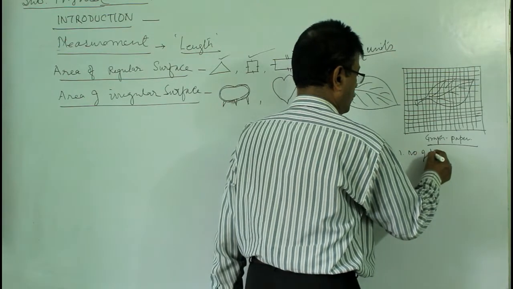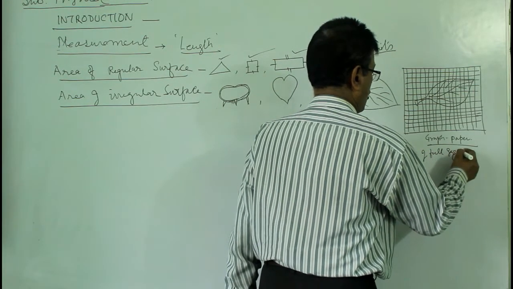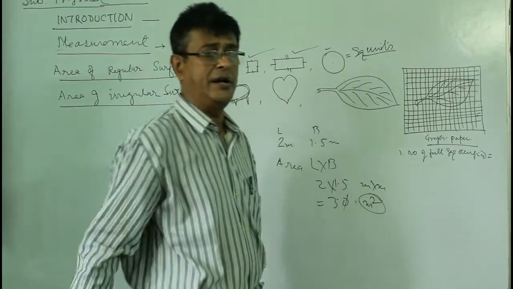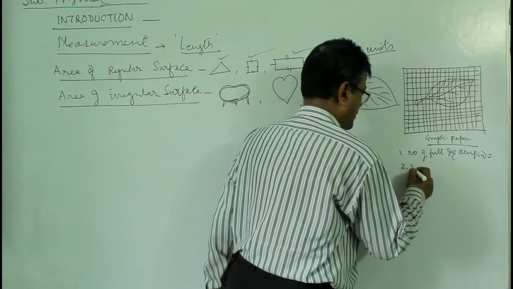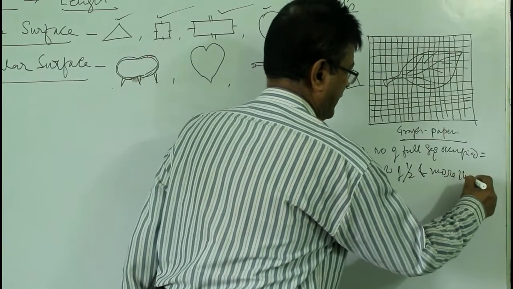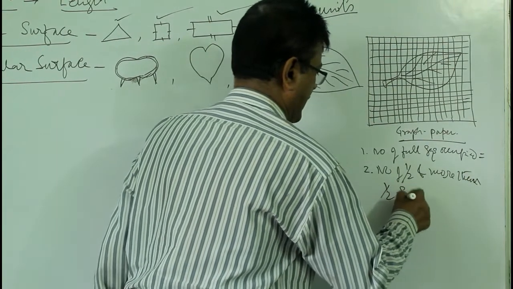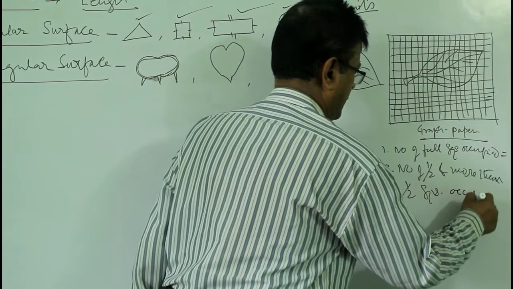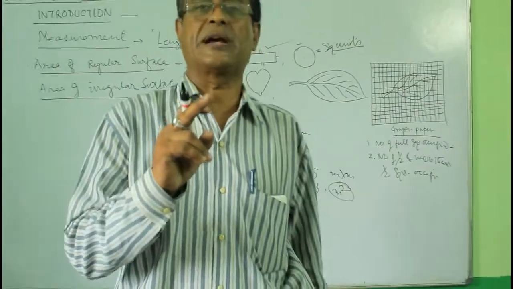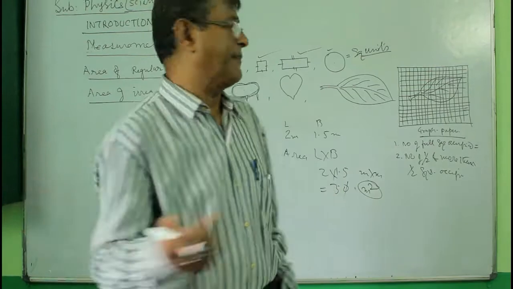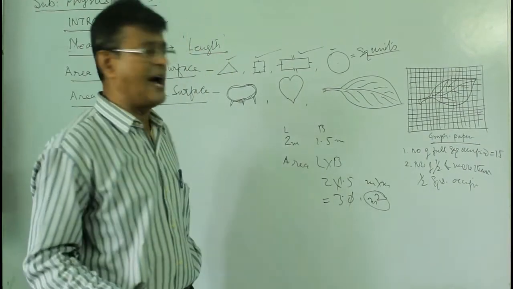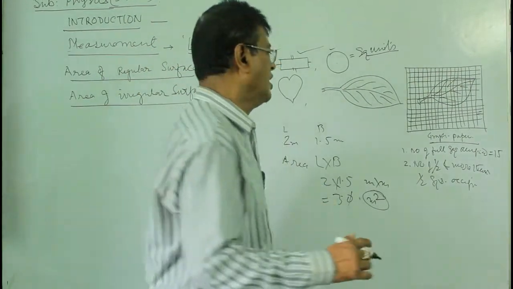number of full squares occupied. So you count the number of full squares occupied. And then number 2, number of half and more than half squares occupied. That is also to be counted, 1, 2, 3, 4, 5, 6 as you know. Suppose you got number of full squares occupied 50, and number of half and more than half squares, which is also to be counted as one full, is got 10.